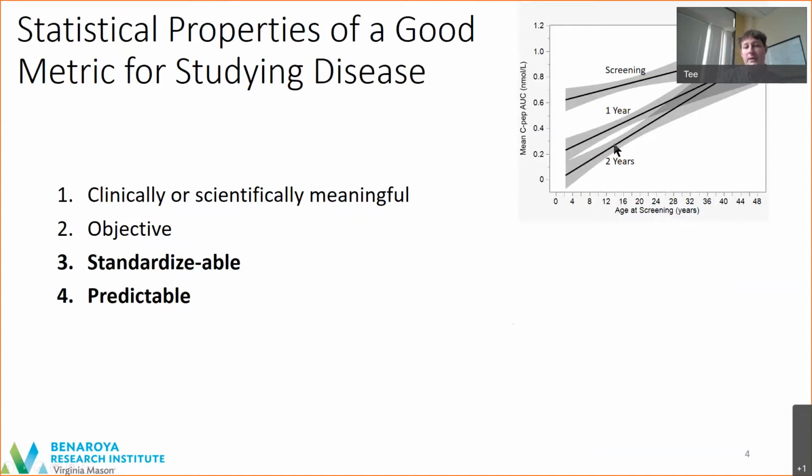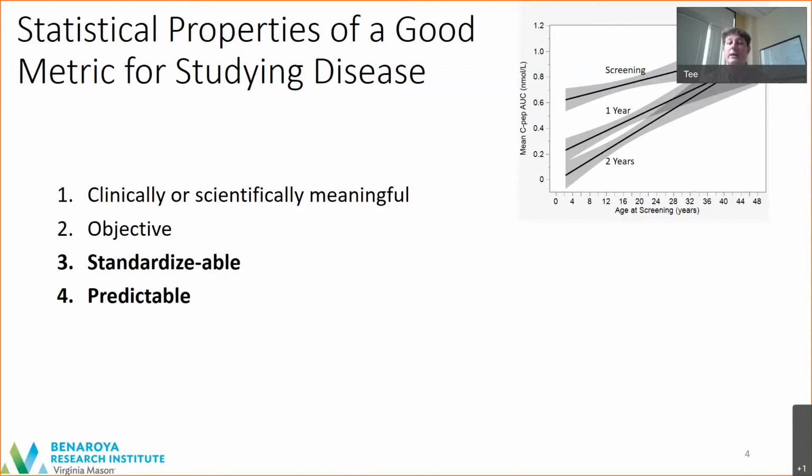So on the right, I'm showing the relationship between age at baseline and mean C-peptide values at screening, 1 year and 2 years. These are the same set of placebo subjects looked at cross-sectionally. And of course, you see that age at screening is positively associated with the mean C-peptide level. But importantly, you see that the difference between the screening time point and the 1 year time point, the drop in C-peptide, is much greater in younger subjects compared to the older subjects.